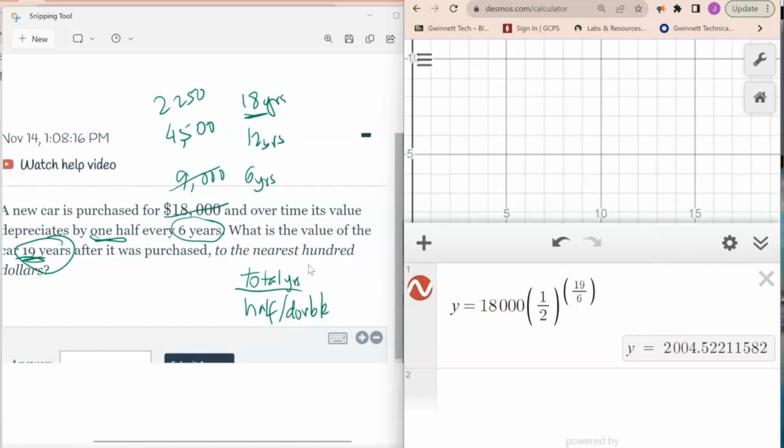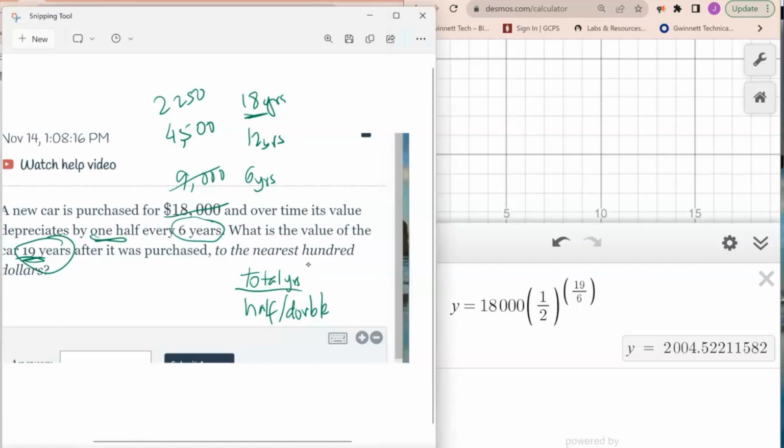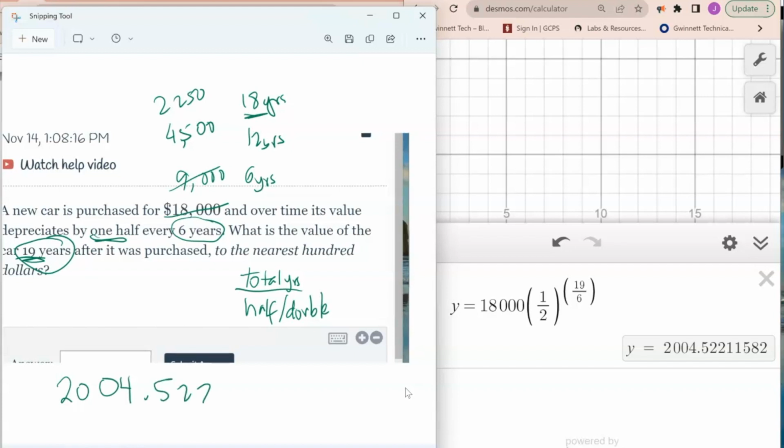So it's going to be close to this 2,250. Can you see that? 2,000 was close to that 2,250 because that was 18 years, not 19 years. Okay, so to the nearest $100. Okay, so this number is 2004.5221158. All right, nearest $100. Remember what we were talking about, okay, in class.